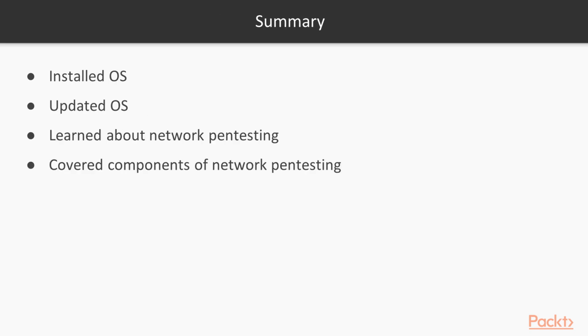Now for a section summary of what we have learned in this section. First of all, we have learned about the installation of operating systems. Then we learned how we can update our operating system. Then we learned about network pen testing basics. And finally, we learned about the components available inside network pen testing. So this is all about this section, and I hope you have enjoyed it.